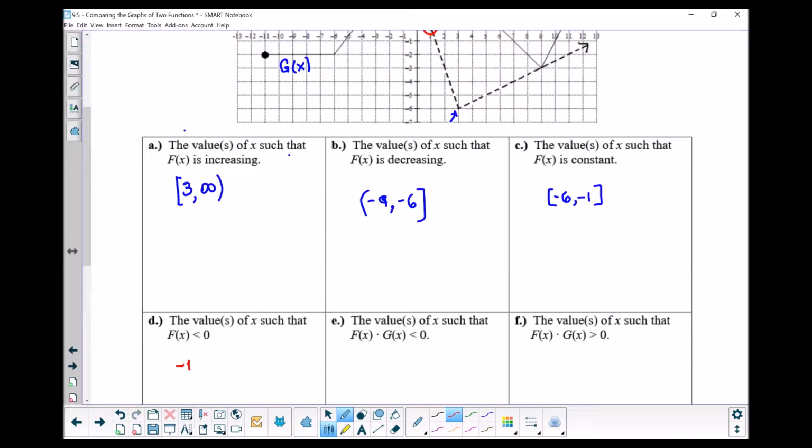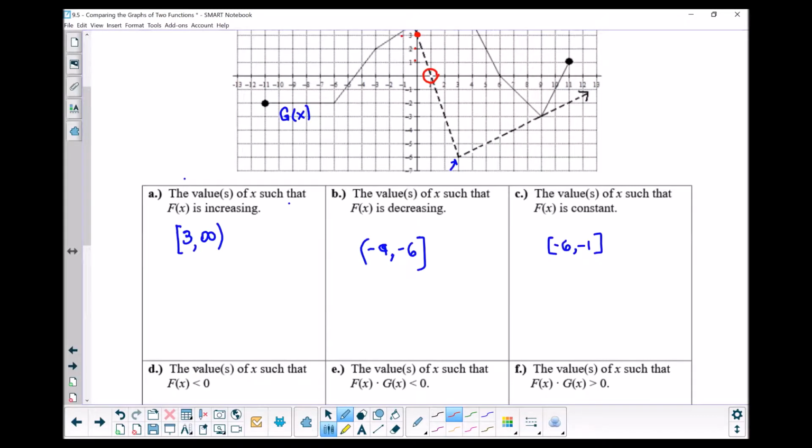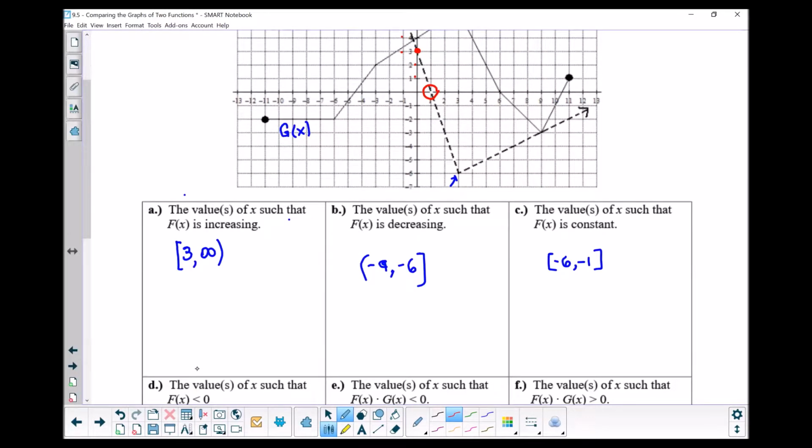Now I'm going to say something that I hope doesn't confuse you. I had a student come to me and ask about these dashed lines.